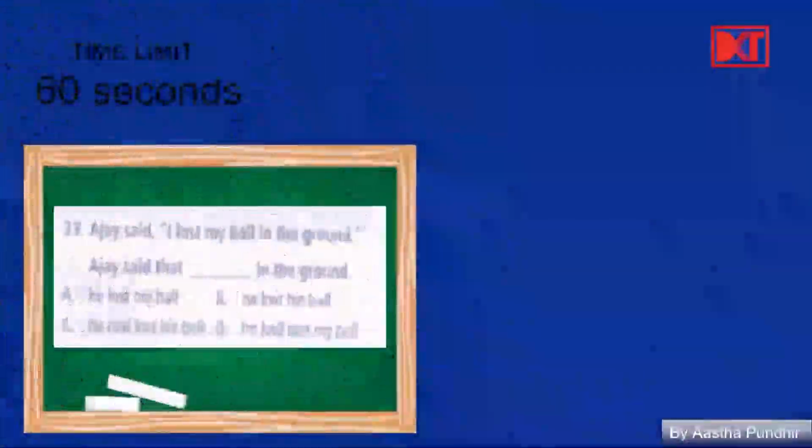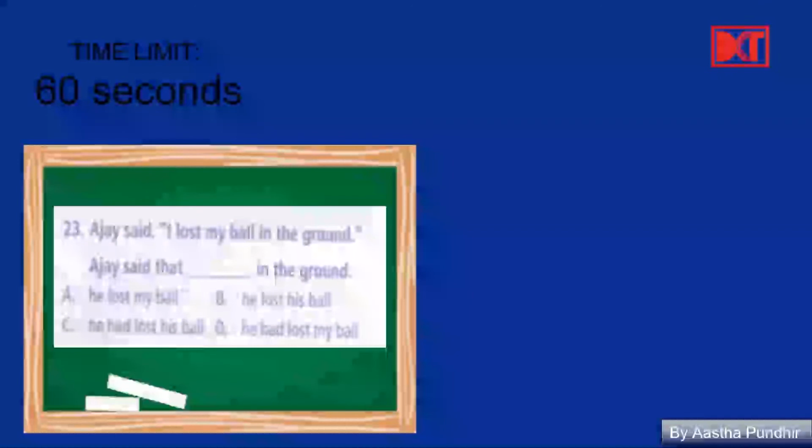So here it says, Ajay said, I lost my ball in the ground. So indirect speech, Ajay said that dash in the ground. A, he lost my ball in the ground. B, he lost his ball in the ground. C, he had lost his ball in the ground. Or D, he had lost my ball in the ground.